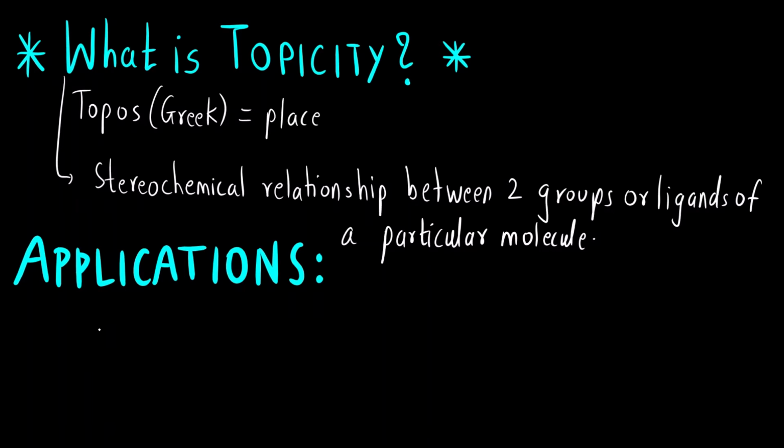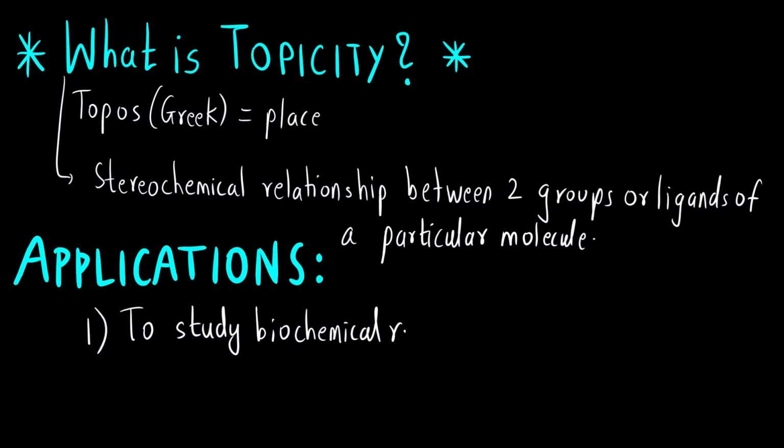What is the stereochemical relationship that we are going to see in detail. Now the question is why exactly we are going to find the topicity, what are its applications. So the first application is to study biochemical reactions, or reactions that occur naturally. Finding out the stereochemical relationship is important for this. This is one of the applications.